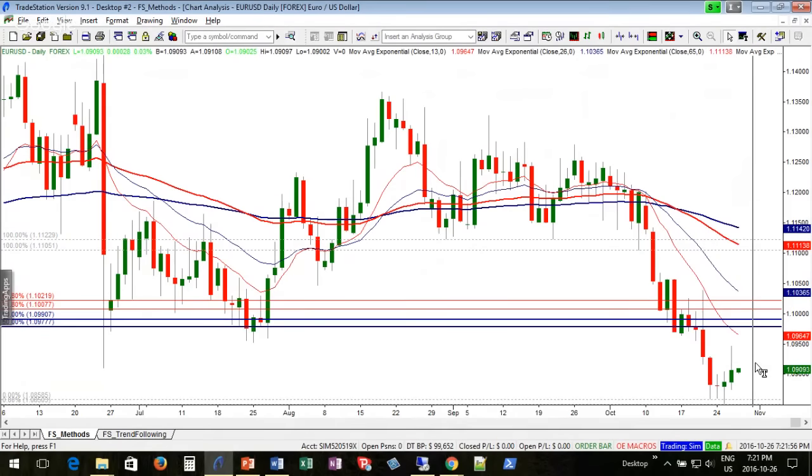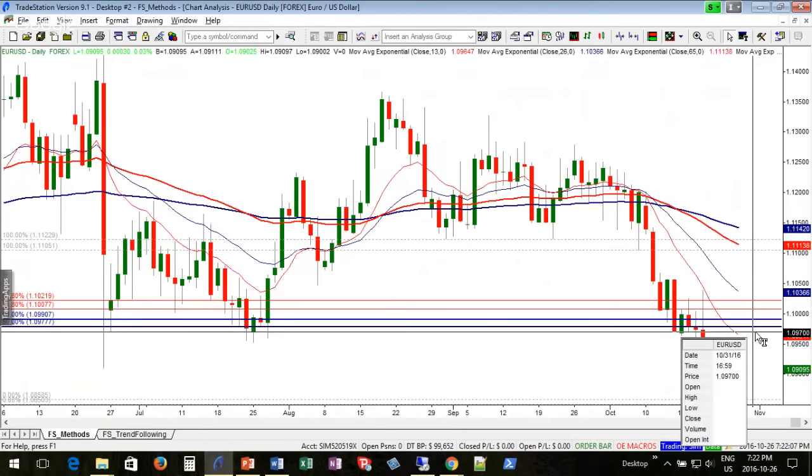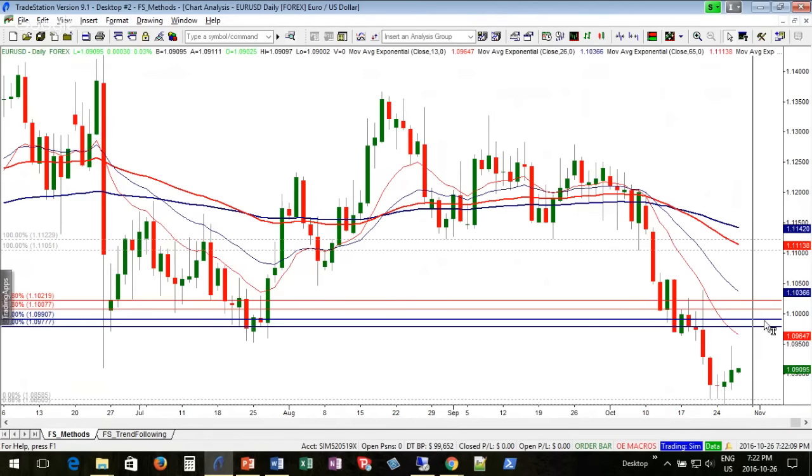There's no reason to risk anything. I always want to see the right, low risk, high probability setup taking place. Otherwise, I'm not in the trade. I'm not interested. Okay, so that's my suggestion there.